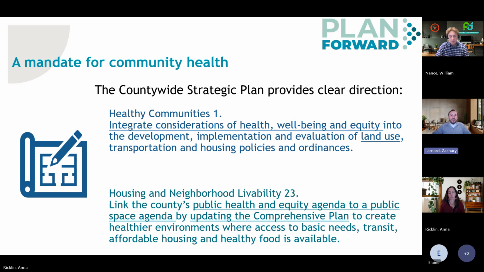So these are all the goals that are guiding us as we begin this process of updating the policy plan. And then Anna can talk about a few of the buckets and topic areas that we're looking at considering to include in the updated comprehensive plan document, policy plan document.